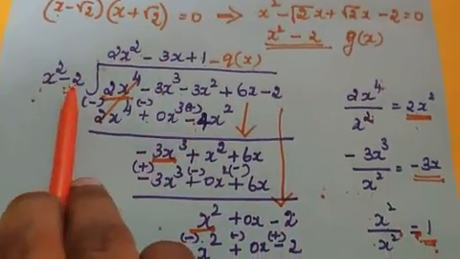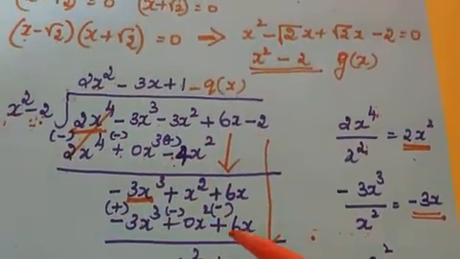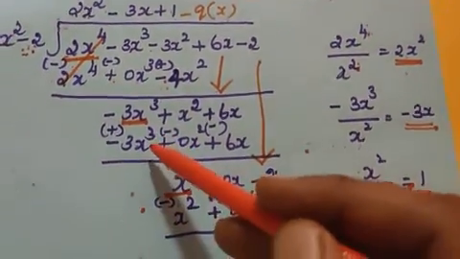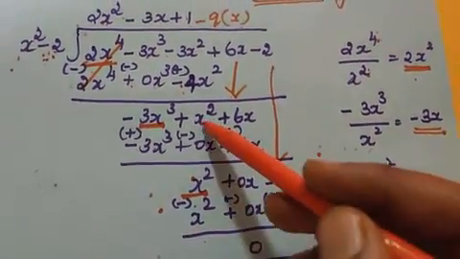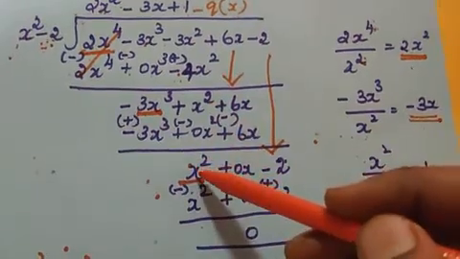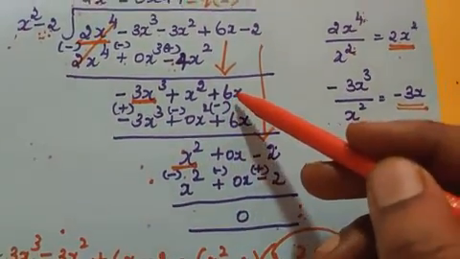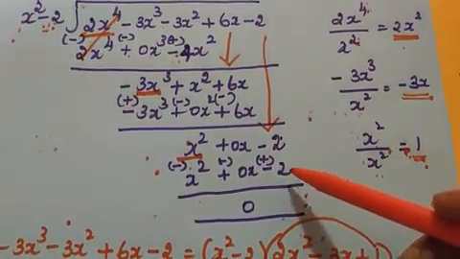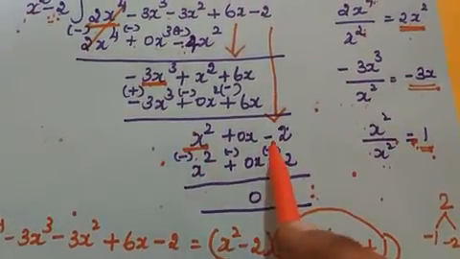Again minus 3x into minus 2x, minus into minus is plus. So plus 6x. Now again subtract it, you will get: here x squared term is not there, so directly x squared comes down, and plus 6 minus 6 becomes 0, and next term coming down is minus 2. Now x squared minus 2.